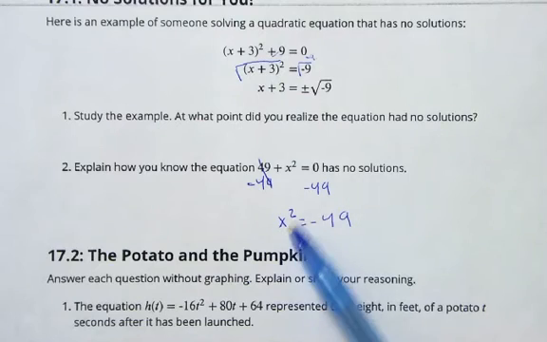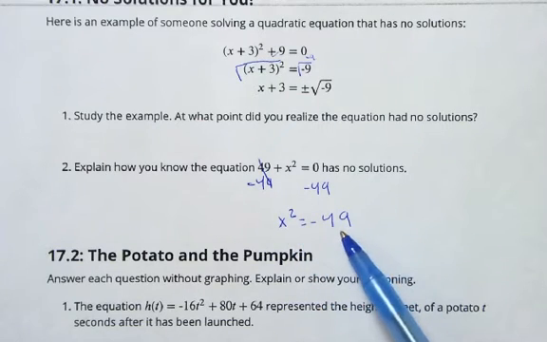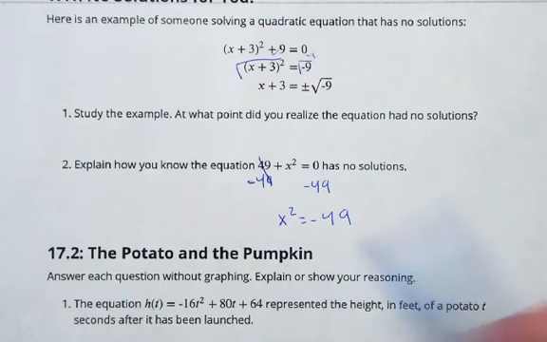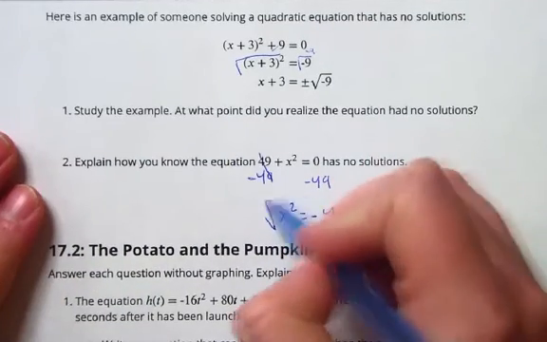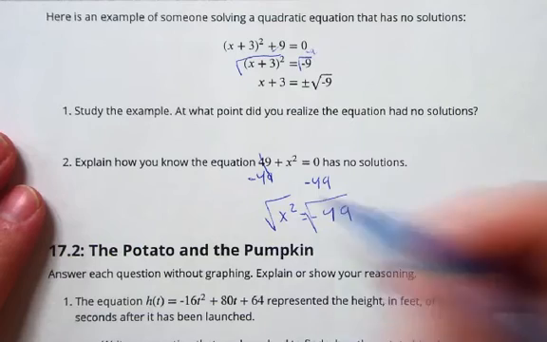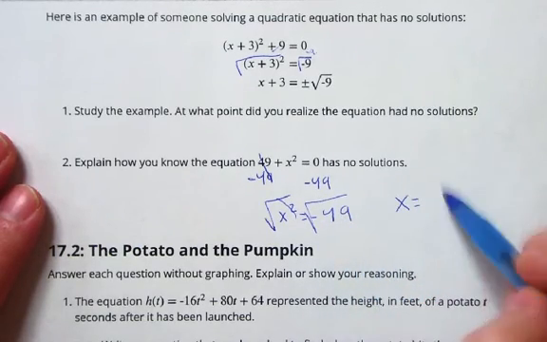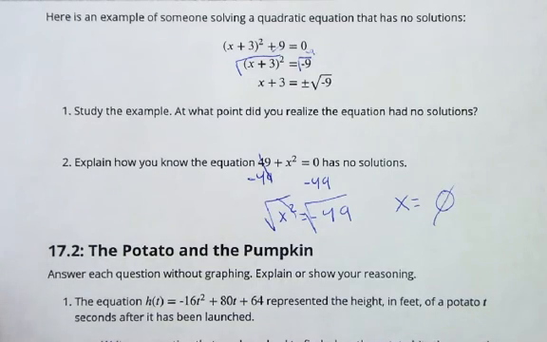There is no number that I can square to get a negative number. Nothing times itself will give you a negative. Positive times positive is a positive. Negative times negative, still a positive. This can never happen. I'd be taking the square root of both sides, and then I have here the square root of a negative number, which means no real solutions.